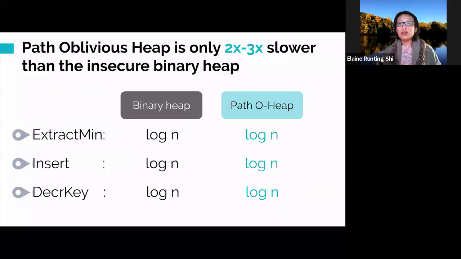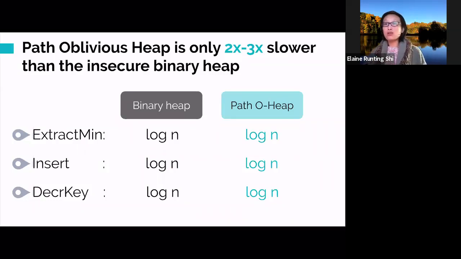So what is the cost of our scheme? Recall that extract mean touches one path, and the insertion touches the root bucket and two random eviction paths. Therefore, both extract mean and insertion cost only log n, just like the ordinary insecure binary heap. What's even better is that our slowdown with respect to the binary heap is only 2 to 3x. I have not discussed how to support decrease key, but essentially it can be supported in the same manner.